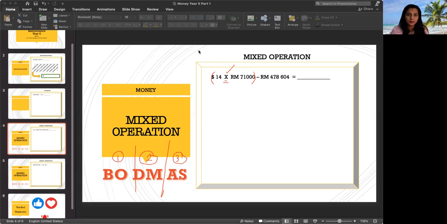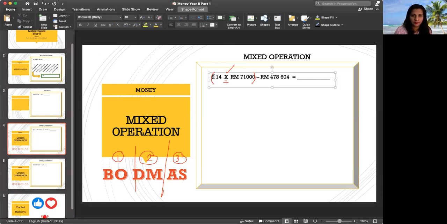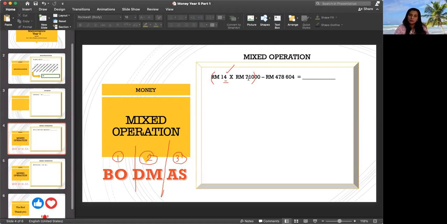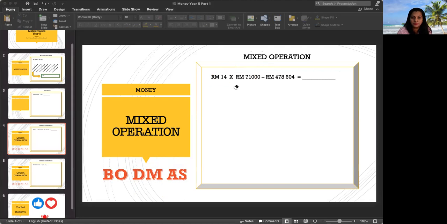Okay, there is a little correction here, which is very simple. I'll just change it. I will use RM. Okay, so it should be RM. You are all in Malaysia, so we use RM. Okay, so now let's do this calculation and see how it works out. Okay, so clear?